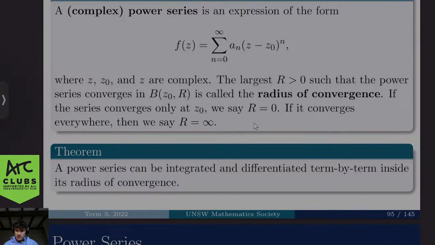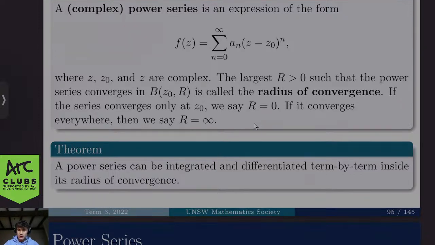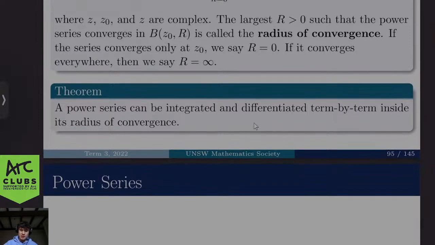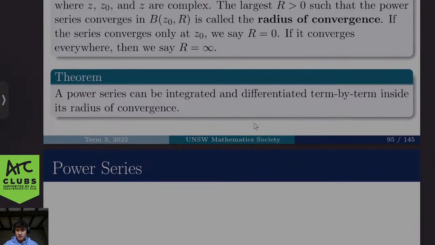And the answer is inside something called the radius of convergence. It's defined by the largest R such that the power series converges inside the open ball centered at our center with radius R. If it only converges at the center, then we say the radius of convergence is 0. If it converges everywhere, then the radius of convergence is infinity. A really important theorem here is that a power series can be integrated and differentiated term by term inside the radius of convergence. And we'll see why that's very useful soon.